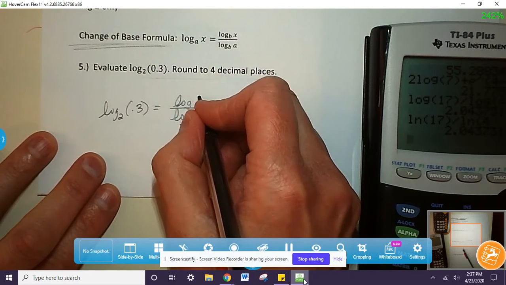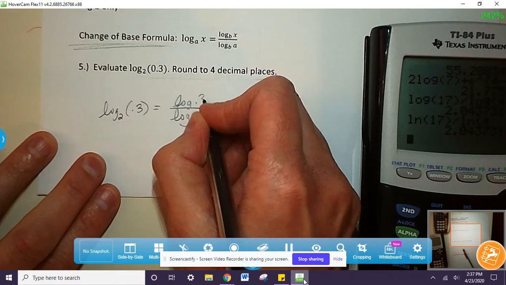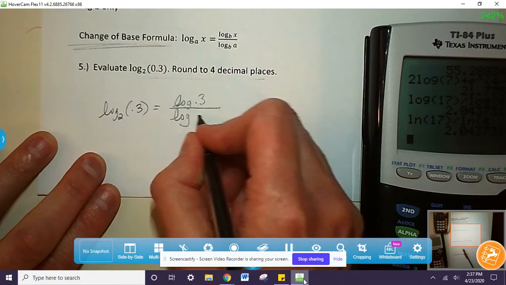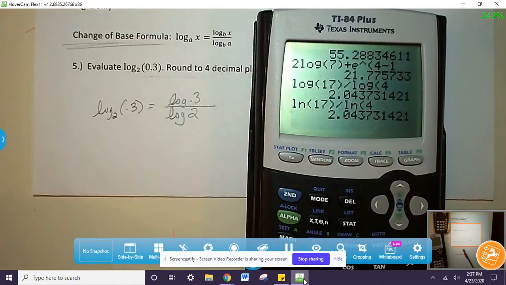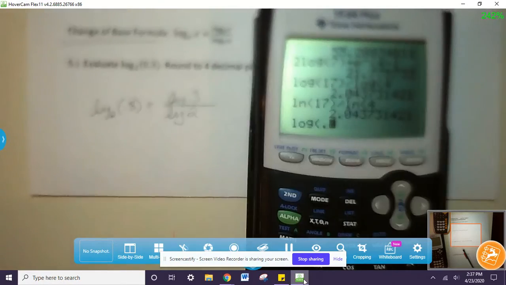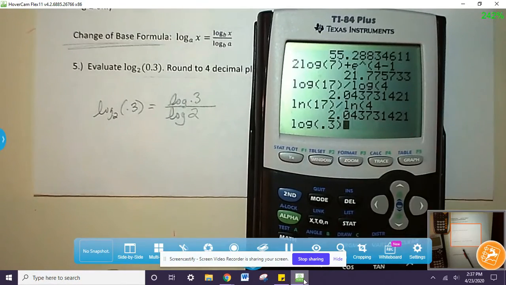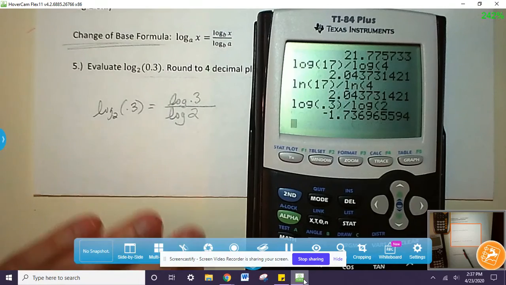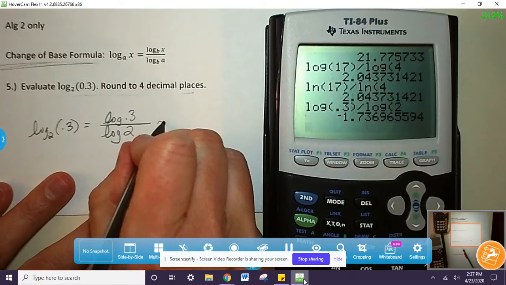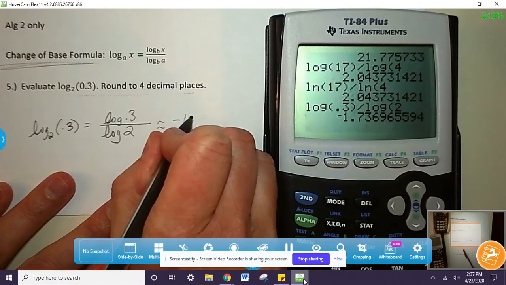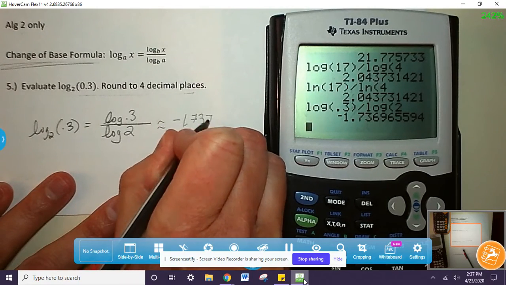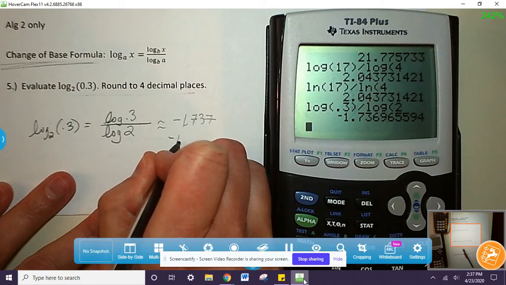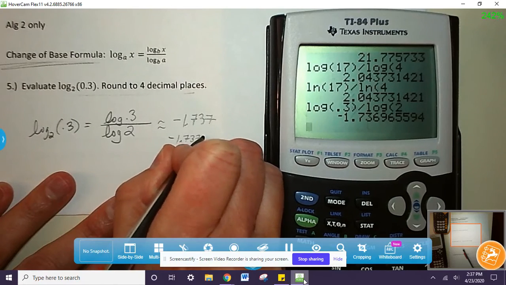The 0.3 goes inside the log up top, and the old base goes inside the log on the bottom. And if we put that into our calculator, with log 0.3, close those parentheses before you divide by log of 2, you'll get negative 1.737 or negative 1.7370. Either way is fine.